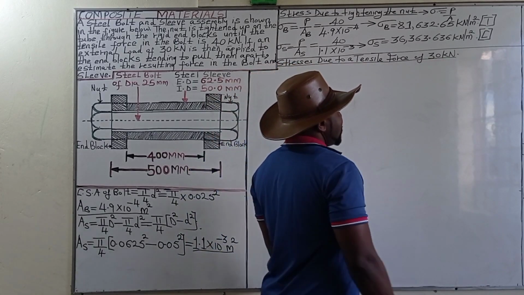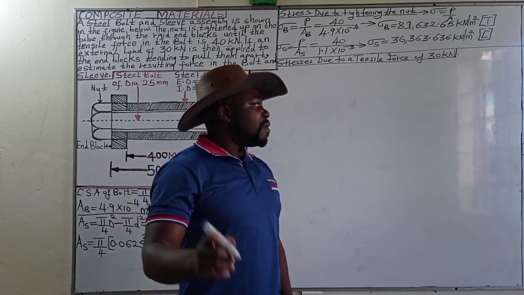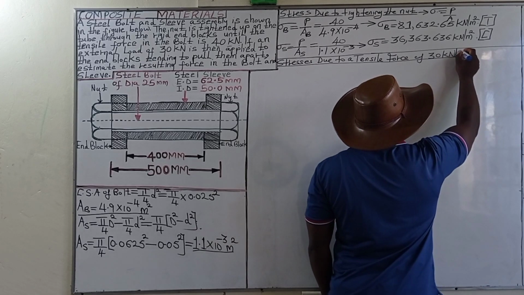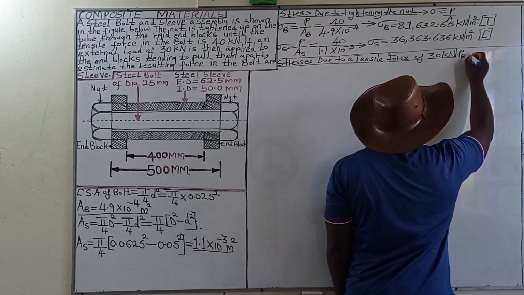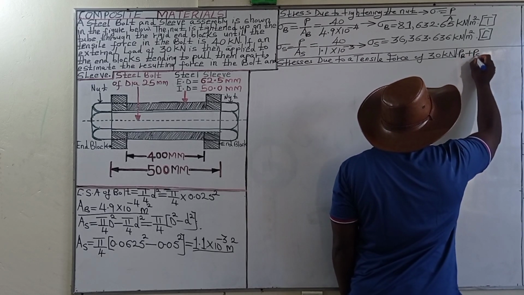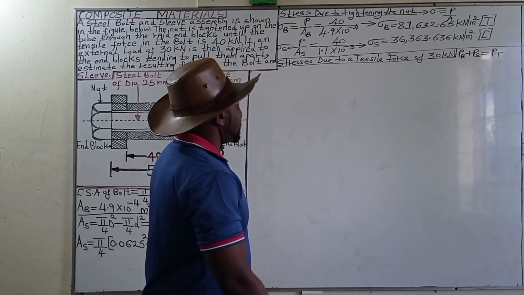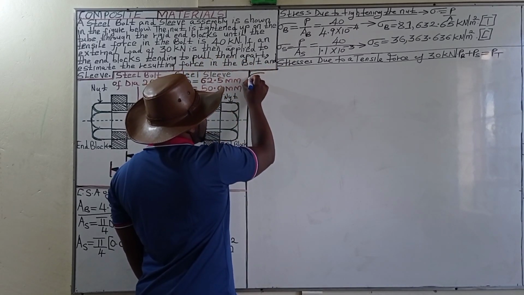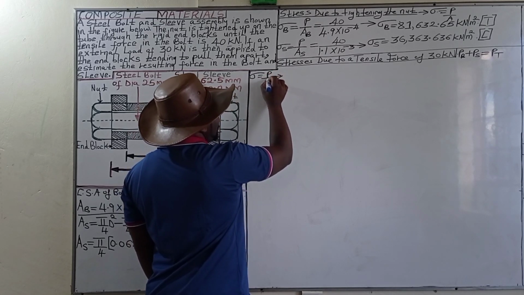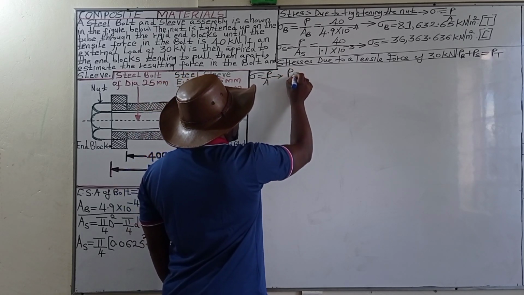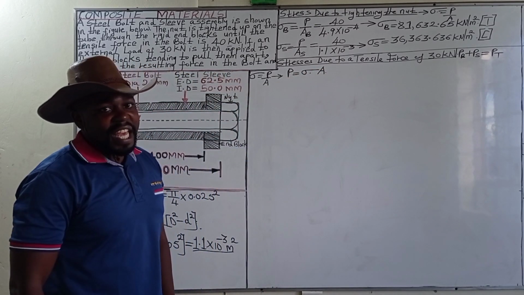Now, from this relation, that is from the equilibrium equation, we know that the load shared by the bolt plus the load shared by the steel sleeve will give you the total load. And we know that stress is equal to load over cross-sectional area. When you make load the subject, we are going to have load is equal to stress multiplied by cross-sectional area.